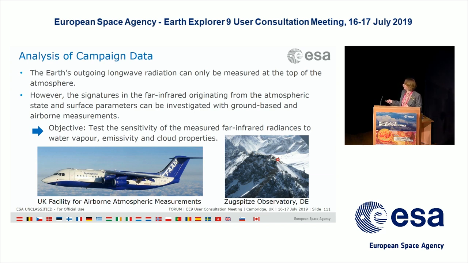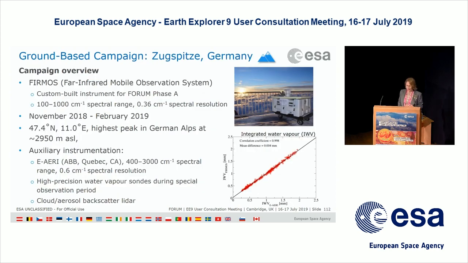So we start with the ground-based. For the ground-based campaign, an instrument was built. It's called FORUM, the Far-Infrared Mobile Observation System. It was custom built during the Phase A. The spectral range it covers is from 100 to 1,000 wave numbers, so it covers the same far-infrared part between 100 and 667 wave numbers as FORUM. The spectral resolution is 0.36.